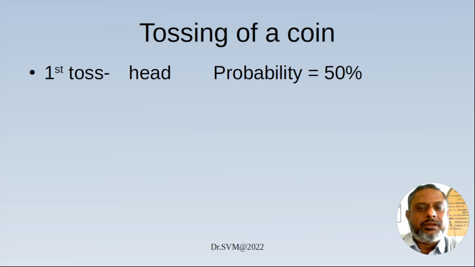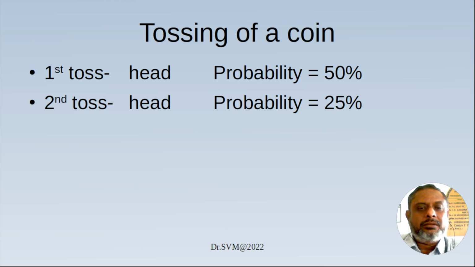Okay, let's toss it again. Second toss, we get head again. Getting two consecutive heads in two tosses definitely is 1 out of 4. So the probability of getting two consecutive heads in two tosses is 25%.